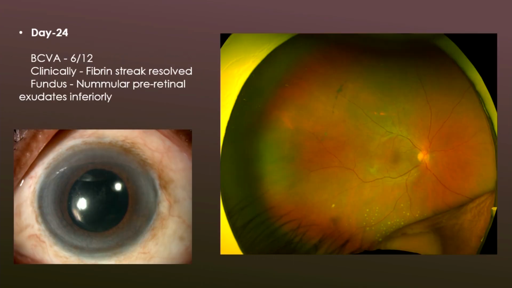By day 24, the best corrected visual acuity had improved to 6/12. Clinically, the fibrin and the hypopyon had completely resolved, and in the fundus, there was a very good view of the retina with disc and macula appearing normal. The third order vessels were very clearly visible, and inferiorly a few nummular pre-retinal exudates were seen.